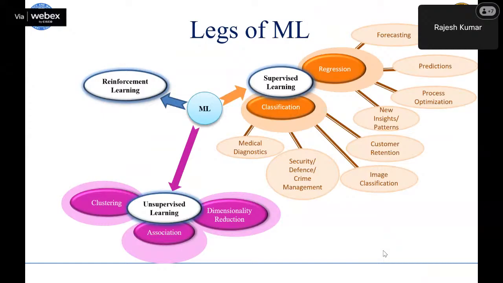Okay, so this one is again the same thing, but I added a few more things here. So just to put it, the application side. Most of the classification is on medical diagnosis, because in medical diagnosis we always look for yes and no conditions, and the same is true in security and crime management. Crime is there or not there. Image classification itself explains that we are talking about classification. Customer retention, whether the customer remains or will leave. So it's a yes or no kind of situation.